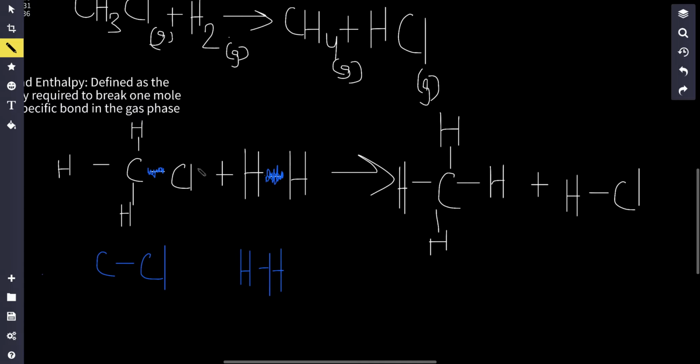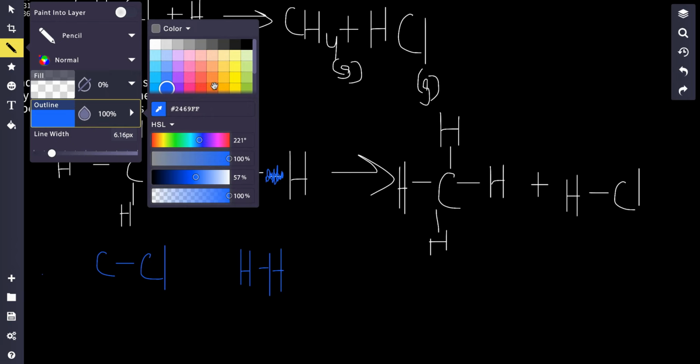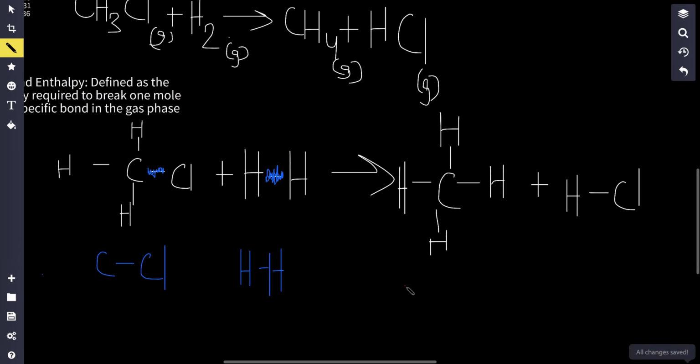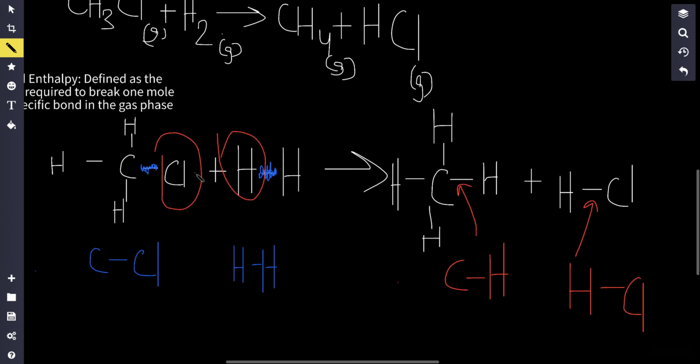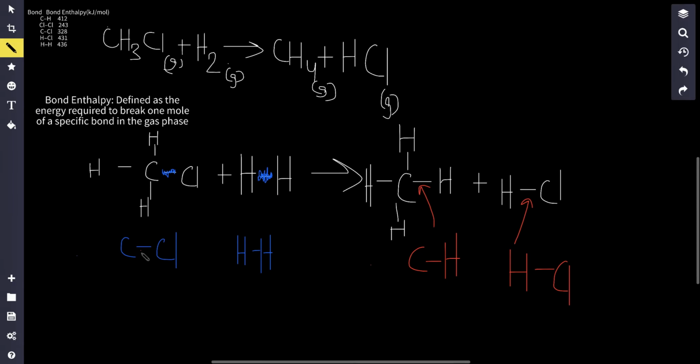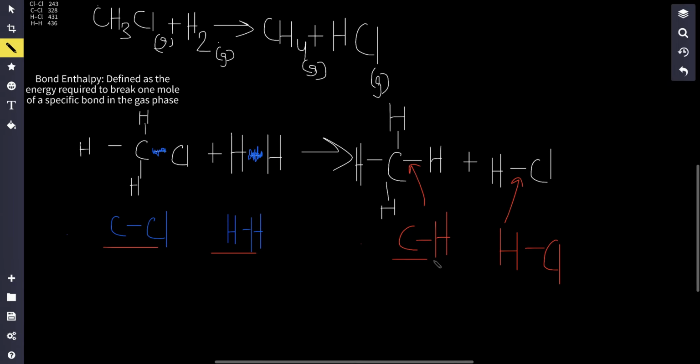And what has formed as a result? What has been created? Well, as a result of these bonds breaking, a new bond has formed. A new CH bond has formed. This broken off hydrogen has now attached to this carbon. So that is a new bond that formed. And another bond that formed is this HCl bond. This HCl bond was not there before. One of the hydrogens decided to bond with this chlorine right over here. So these are the bonds that are broken, and these are the bonds that are formed.